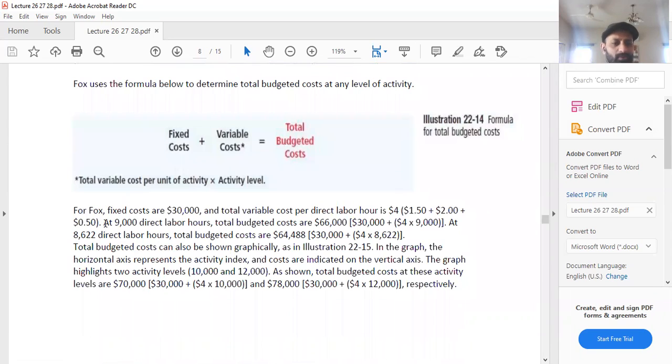For Fox, fixed costs are 30,000 and total variable cost per direct labor hour is 4. At 9,000 direct labor hours, total budgeted cost is 66,000. How? 30,000 is the fixed cost, 4 is the per unit variable cost, and 9,000 is the activity. So you simply use this formula to calculate the total cost. You can do it for 8,622 direct labor hours activity level too, you simply put it into the data and you get the total cost.